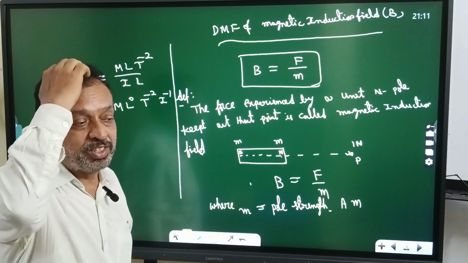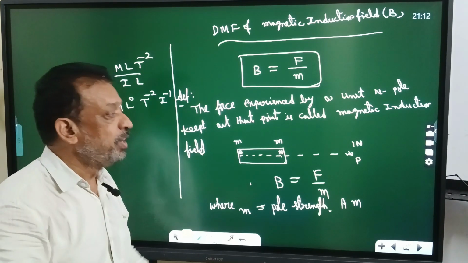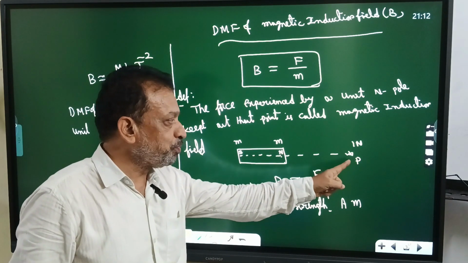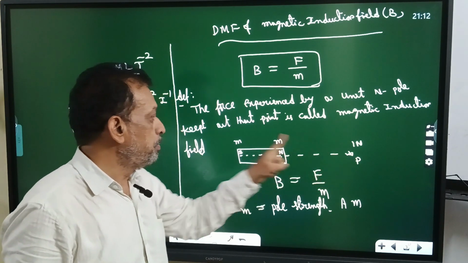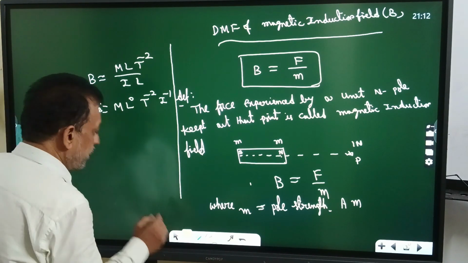My hair is influenced because of this, which is called the smallest one. So the force experienced by a unit north pole kept at that point is called magnetic induction field. So this is the dimensional formula. Are you understanding now?